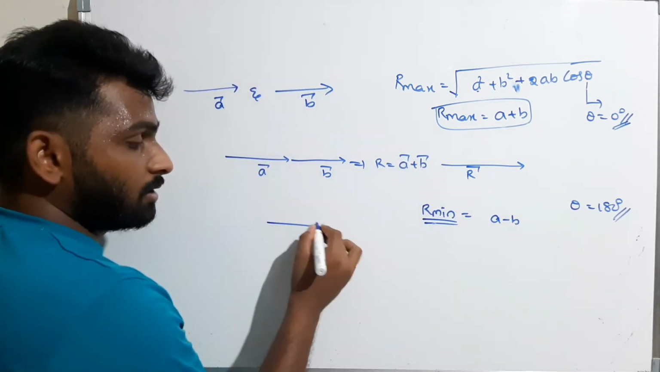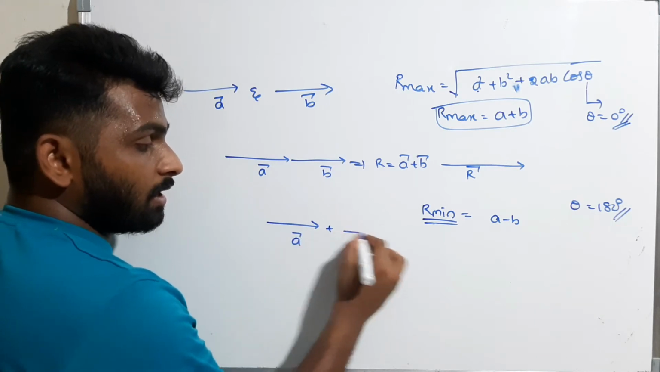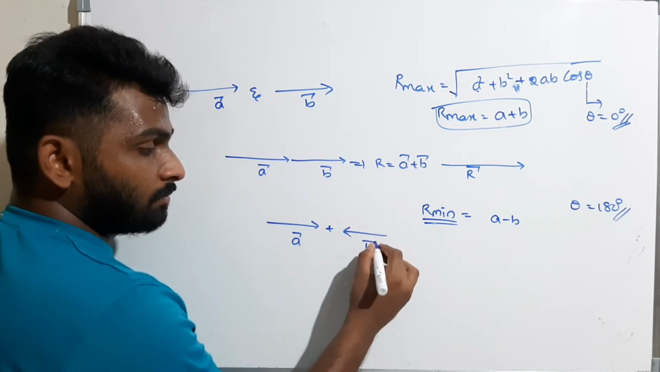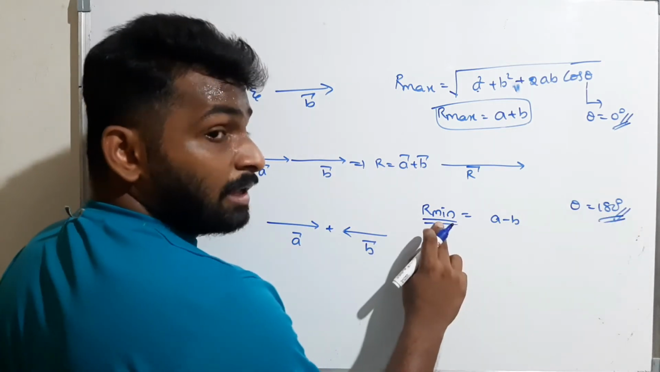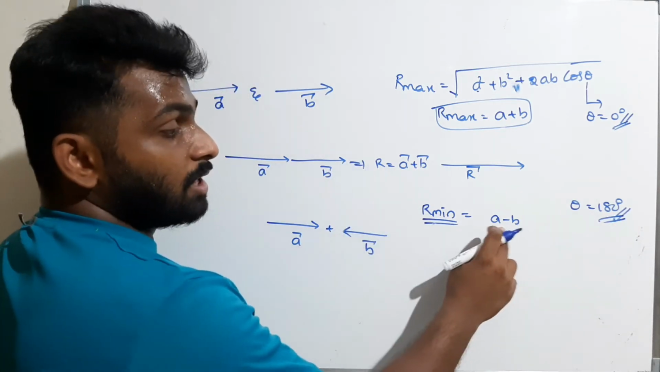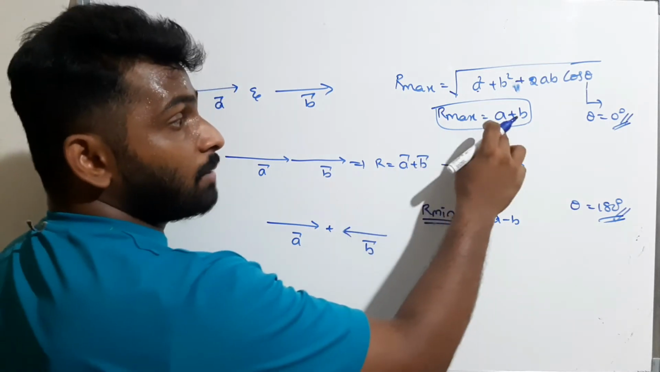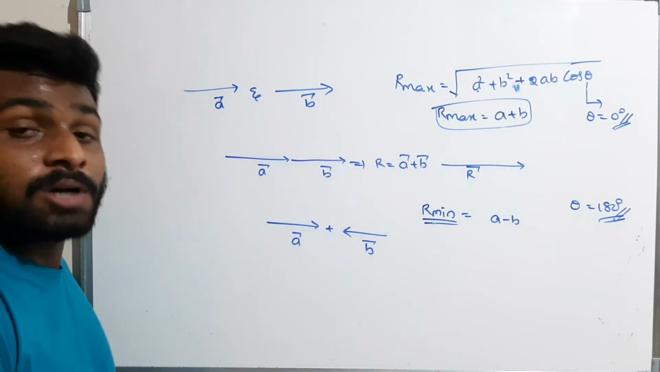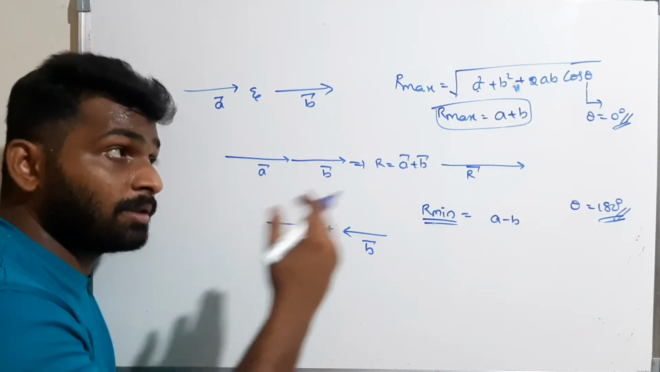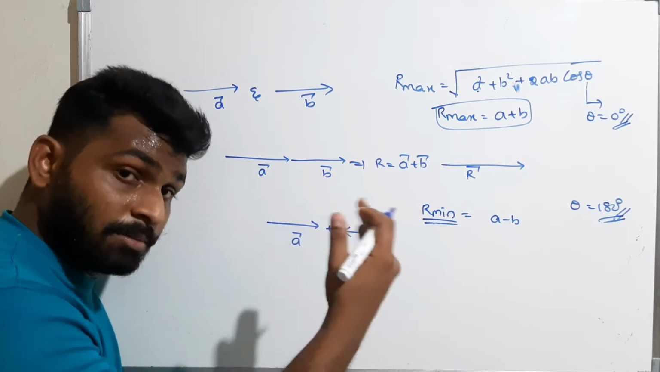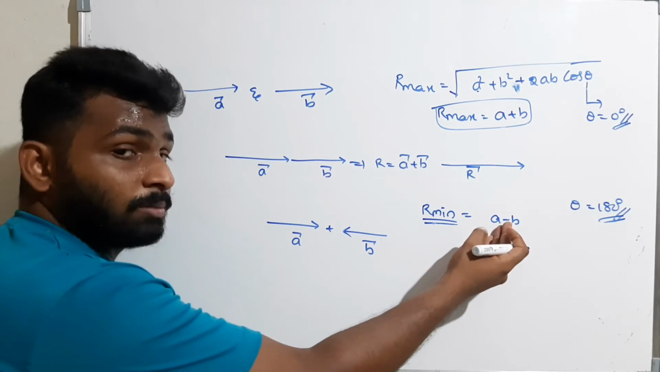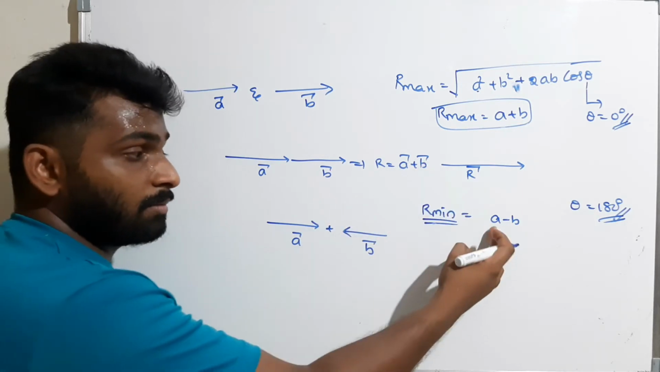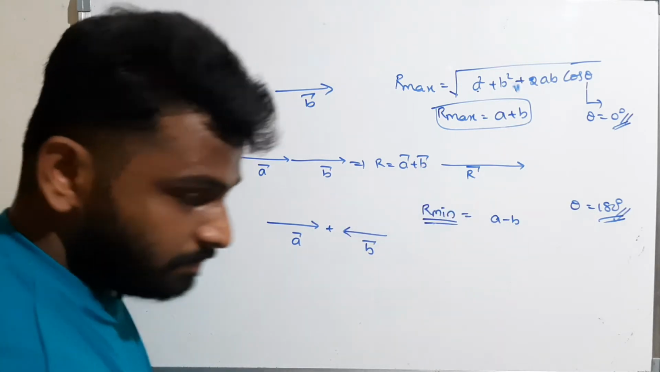That means when both are anti-parallel, when the angle is 180 degrees, then I will get the minimum resultant, that is a minus b. Maximum I will get a plus b. Please always remember, the maximum resultant is when both the vectors are in the same direction, parallel, and the minimum resultant you will get when both are anti-parallel, meaning 180 degrees. Therefore, a minus b. Okay.